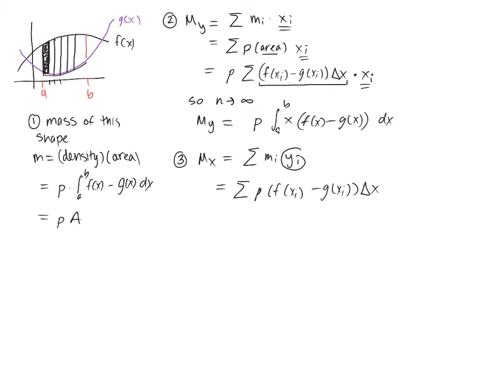So the yi is going to be in the middle, which you could find by taking, how do you find the middle of those two y's? Find the length and then, so add them together and divide by 2. Does that make sense? You average them. So f of xi plus g of xi over 2.